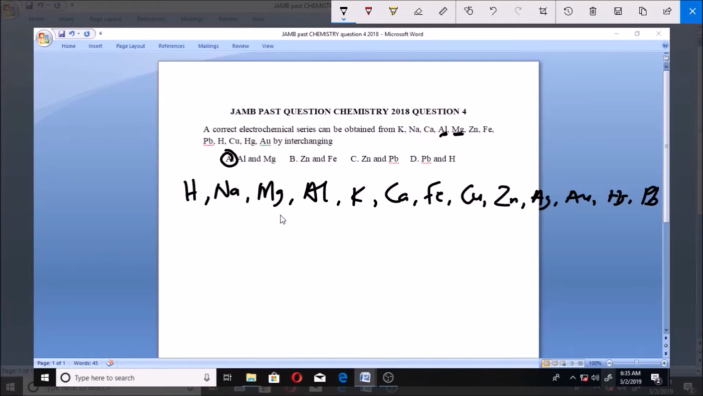So we have to interchange this so that we are supposed to have Mg before Al and not the other way. So if you interchange this, Al coming before Mg to Mg before Al, then we are going to have the right electrochemical series this time. So you can check this under electrochemical series so that we see this right arrangement.